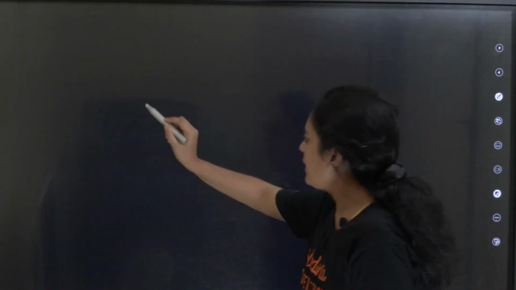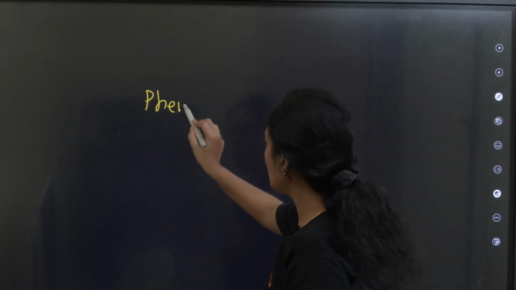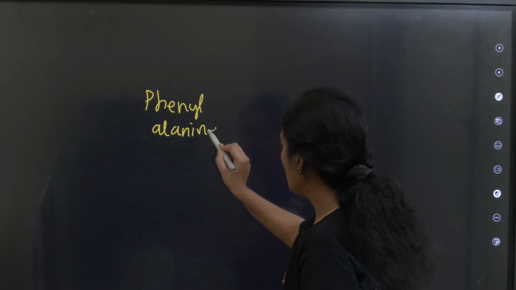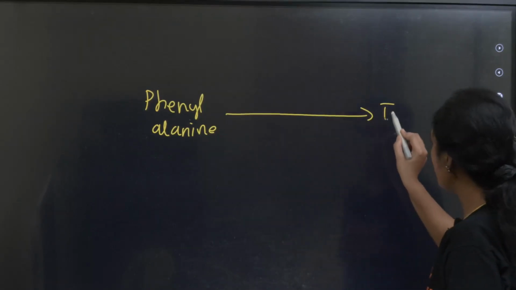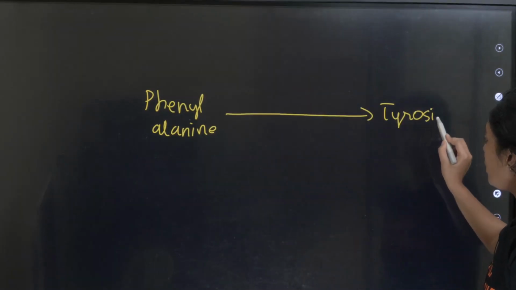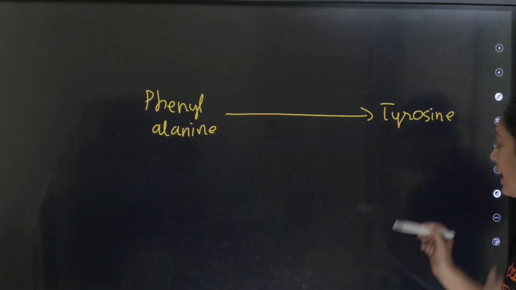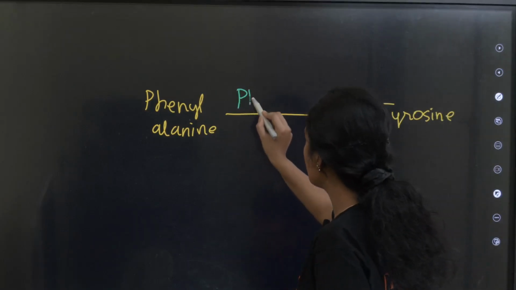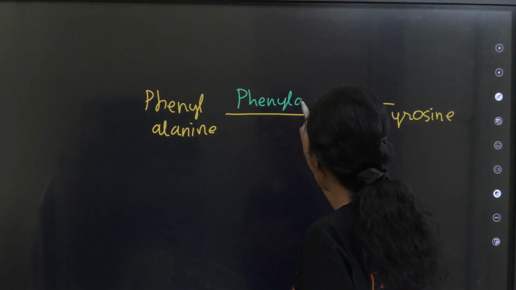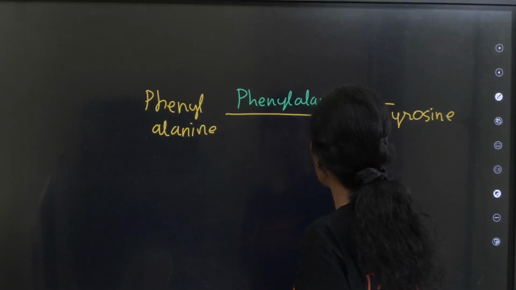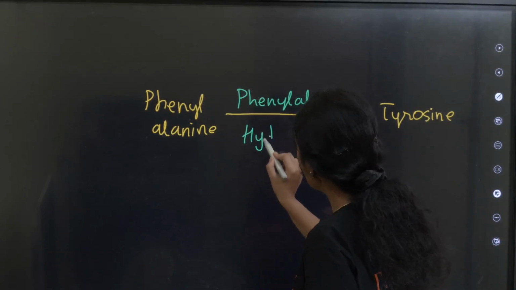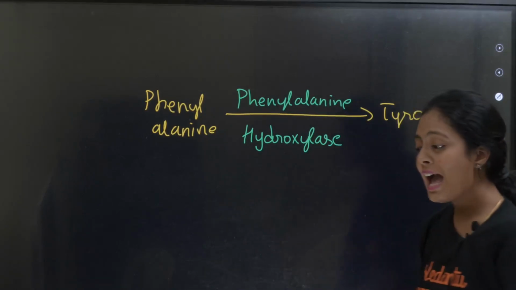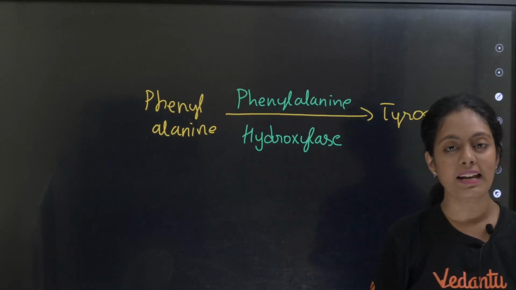Yes. So what happens, guys? If you understand just this one reaction here, that is enough. Phenylalanine is converted into what? Tyrosine. This is a reaction that happens in normal people. And the enzyme which is responsible for the conversion is phenylalanine hydroxylase. What is the enzyme name? Phenylalanine hydroxylase. So these people lack this enzyme called phenylalanine hydroxylase.